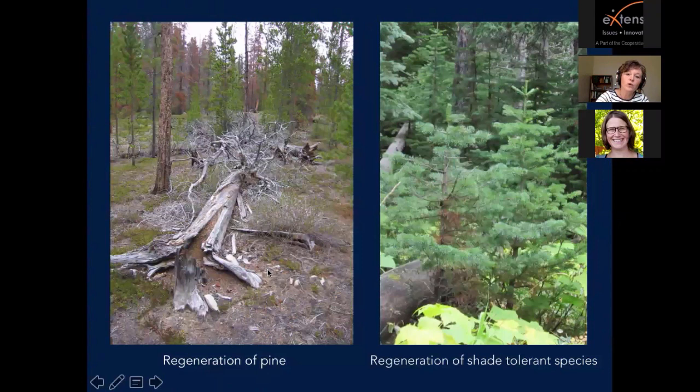You actually have bare mineral soil. This is probably why pine does so well. And the degree of the mortality that's actually occurred is going to dictate how much canopy opening you get, how much light is going to come in, and how much residual basal area you have in a stand.